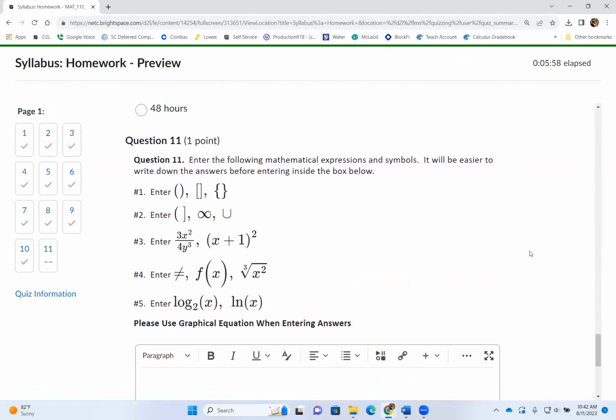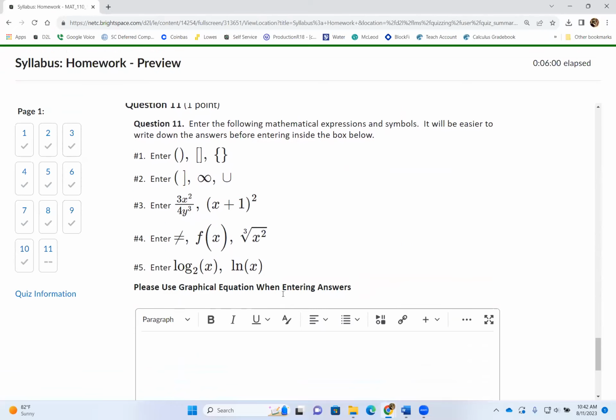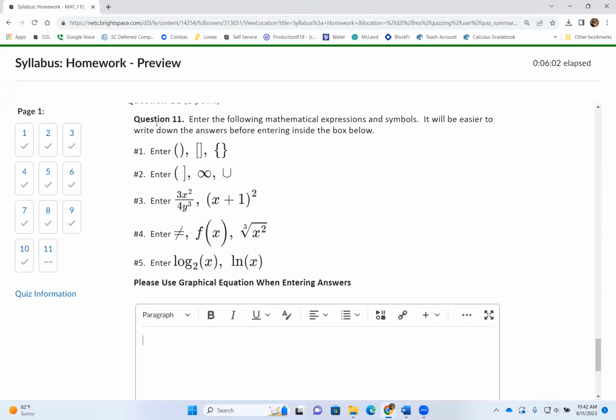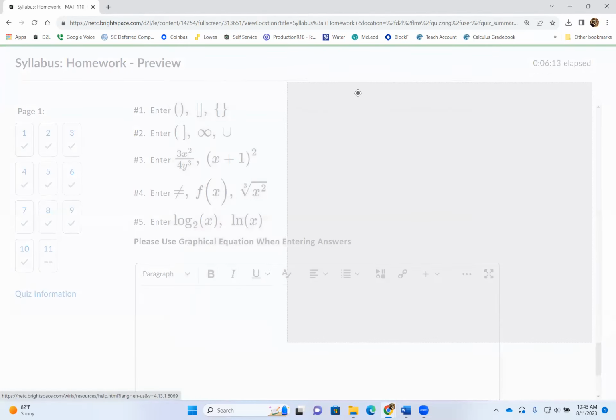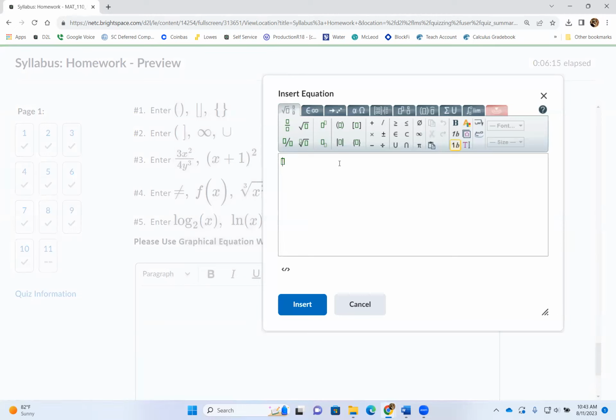All right, question number 11. I will show you how to enter these mathematical symbols using the graphical equation editor, okay? I'm using a computer, so that means I'm using a keyboard, and a lot of the things I enter are typed using the keyboard also. So I'm going to go for number one. Number one, open and close parentheses.